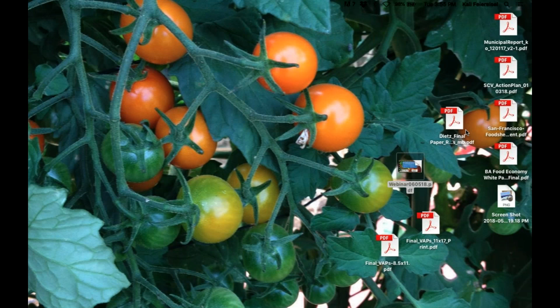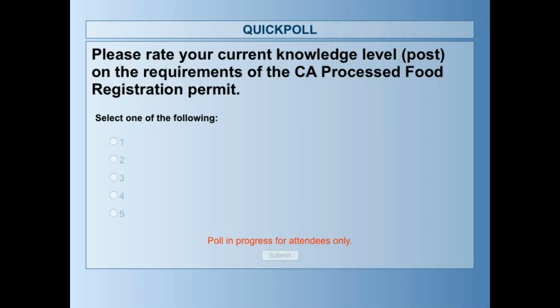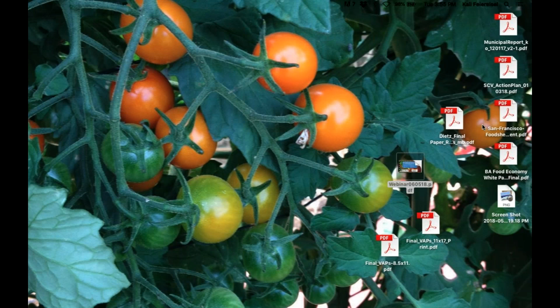And then we are just going to go through the same questions from the beginning. So your current knowledge level about the PFR, the Processed Food Registration Permit in California, what we needed to get with our tomato example and also with our salsa example, because we were storing our salsa in a different location than the kitchen we were making it in. How do folks feel about your knowledge about the PFR? Great, thank you. And then two more.